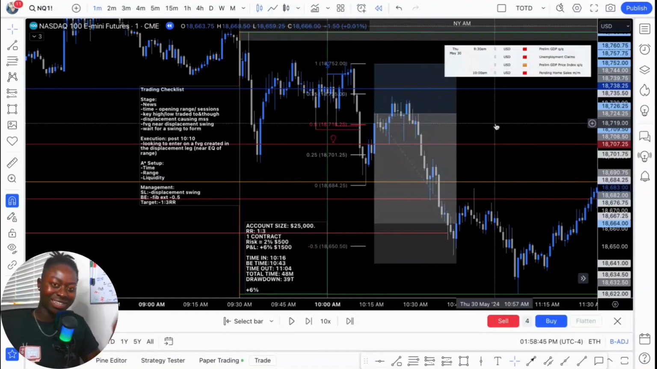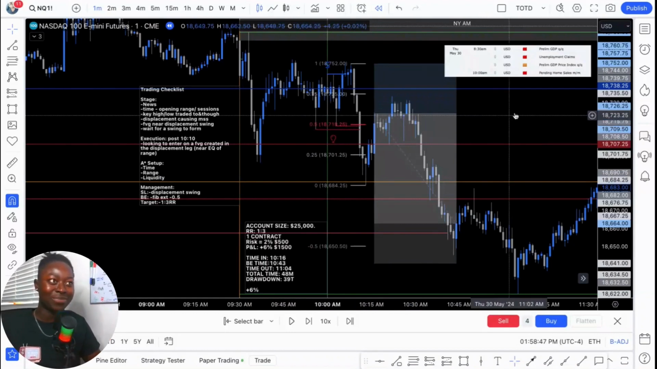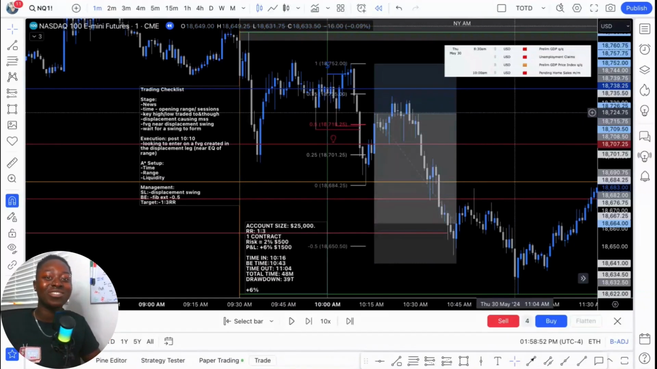Fun fact, this was the trade that passed me my 50K combined with Top Step. I'm officially a certified funded trader.